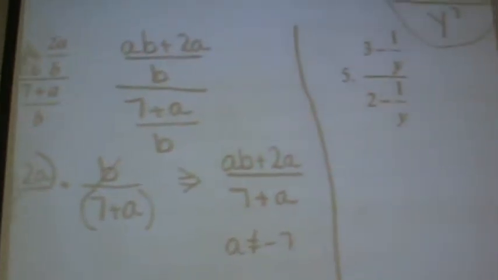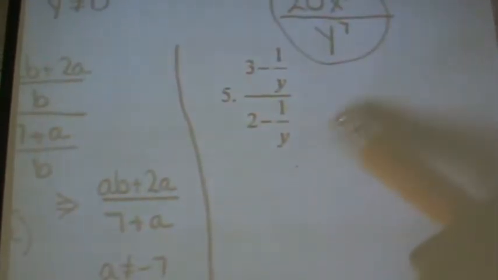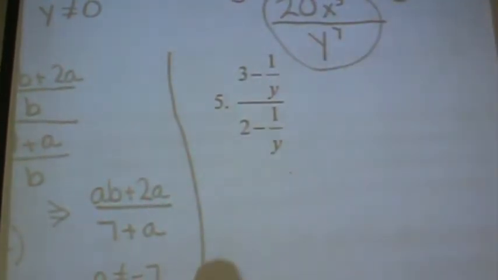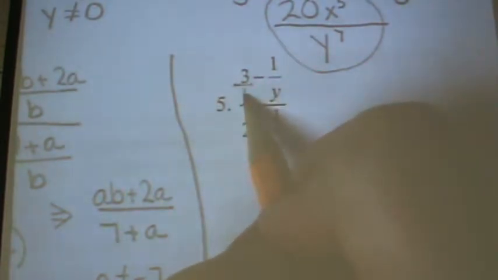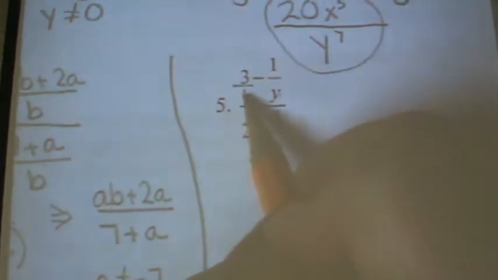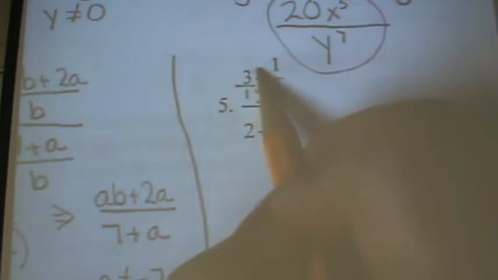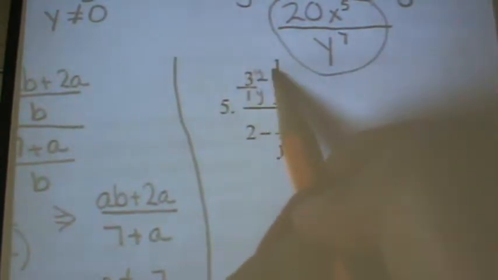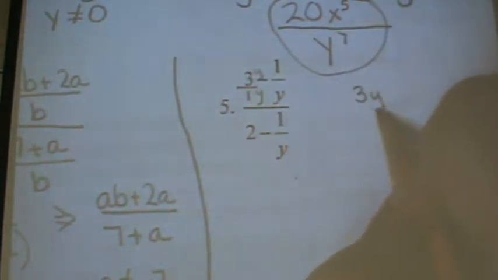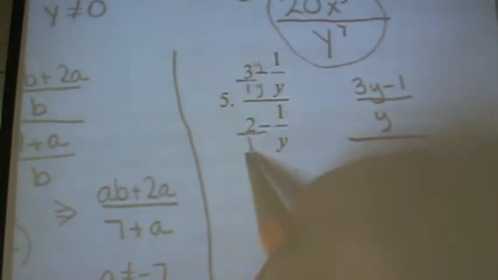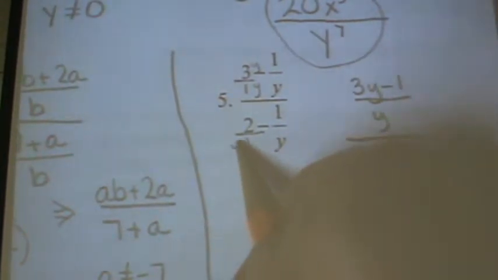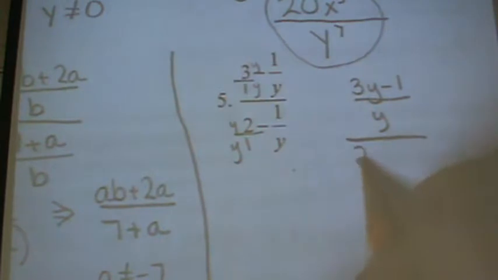Okay, number 5. Good for you. All right, multiply by y. Good. You have to get these two together. So if I multiply this by y and this by y, what do you get? 3y minus 1 over y. Good. Now what do I do on the bottom? You just flip it, right? No. Or multiply by y. Yep, first multiply by y. So you have 2y minus 1 over y.